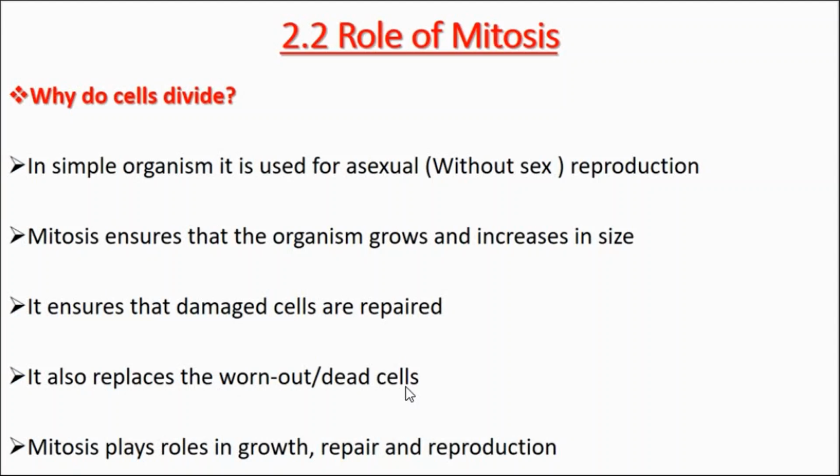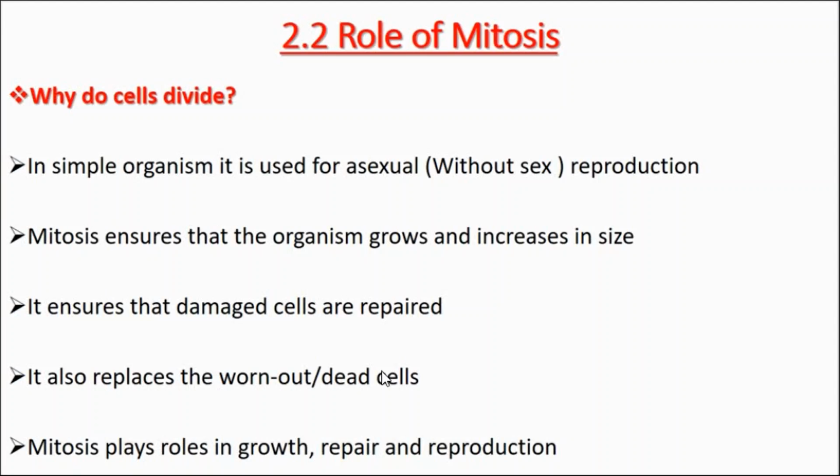Mitosis also replaces the worn out or dead cells. So think of your skin. Skin undergoes a lot of damage. It is exposed to the sun, it is exposed to harsh weather. Skin cells die over time, but you always have skin cells. It's not like you will come across a person who doesn't have skin. And now, why is that possible? How can it withstand the heat, the cold, the pressure, all of that?